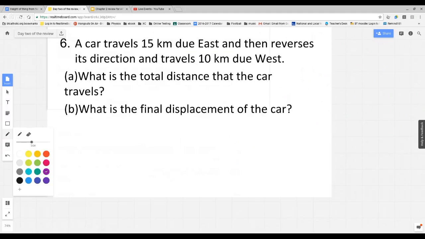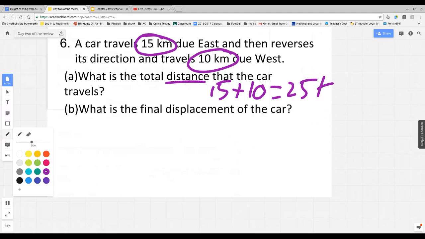About to draw. Okay, this car is going 15 kilometers east, and then you reverse and you go 10 west. Total distance. Keywords. Total distance is going to be the whole way you went. So you went 15 and you went 10. Total distance, add them together. So total distance is 15 plus 10 equals 25 kilometers.